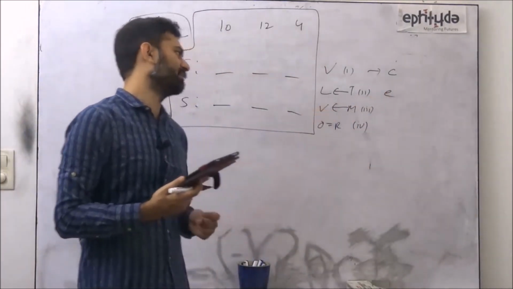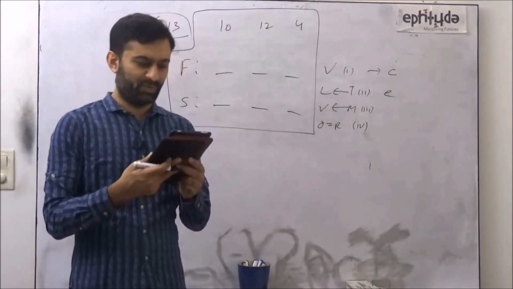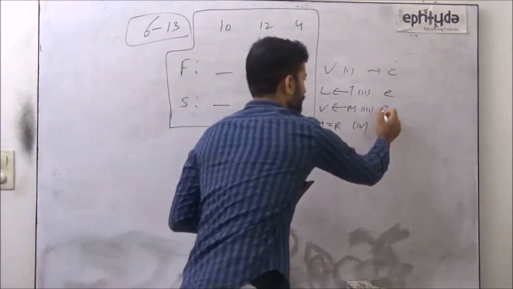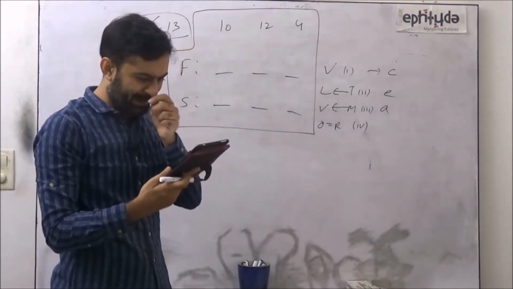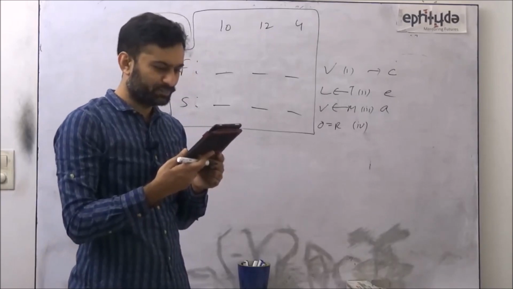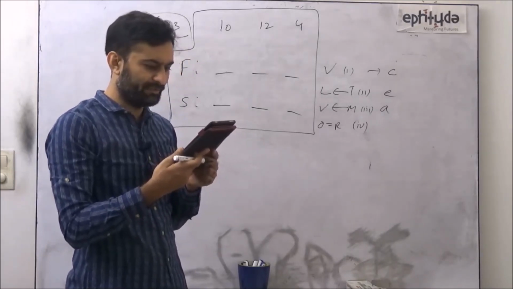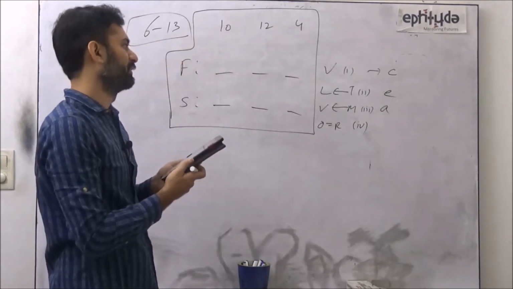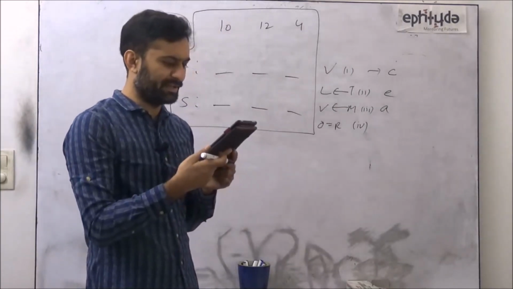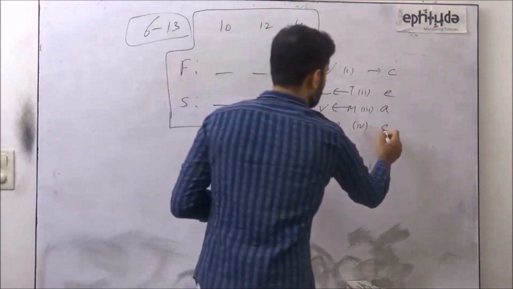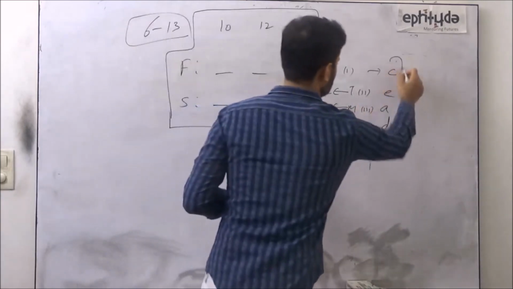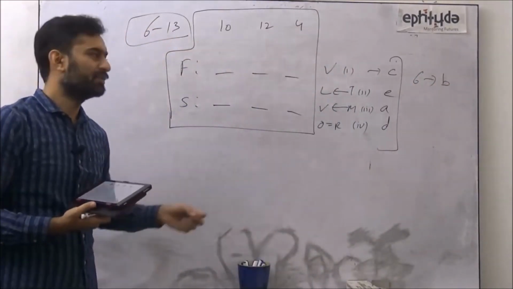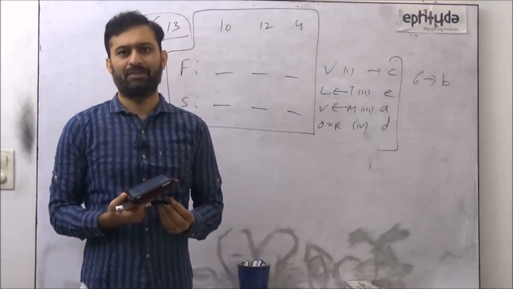Now I look at condition number 3. V before M. Which one gets eliminated because of this? V has to be before M. Your A gets eliminated. Okay. Now last is O and R have to be together. Which one gets eliminated because of this? Option D. So my answer is B.